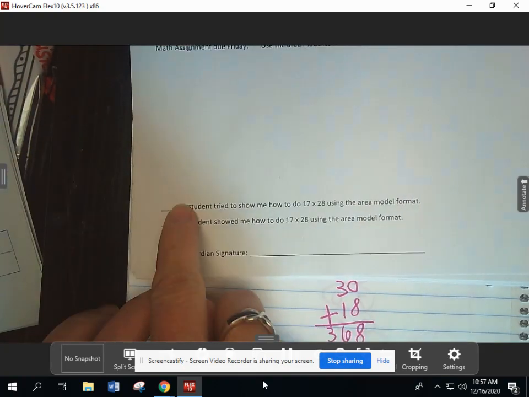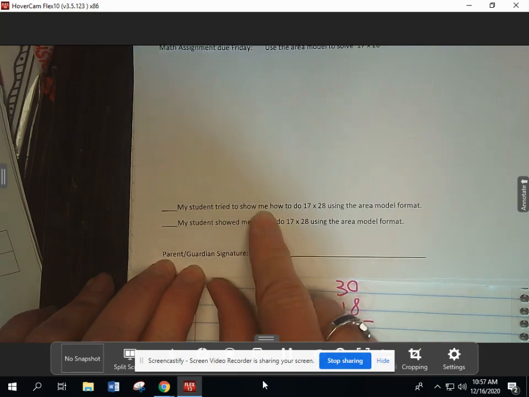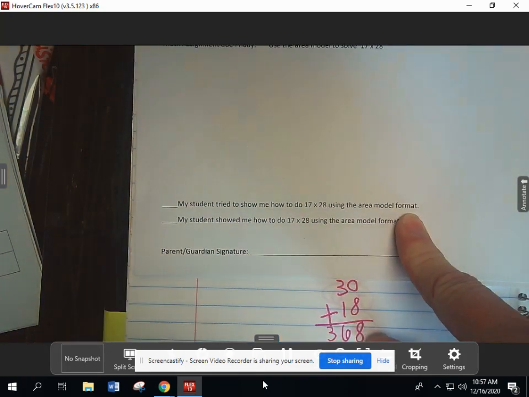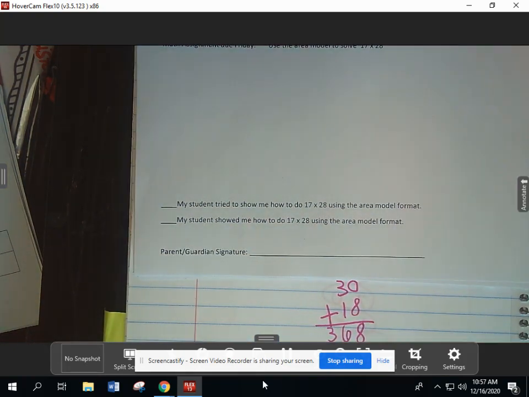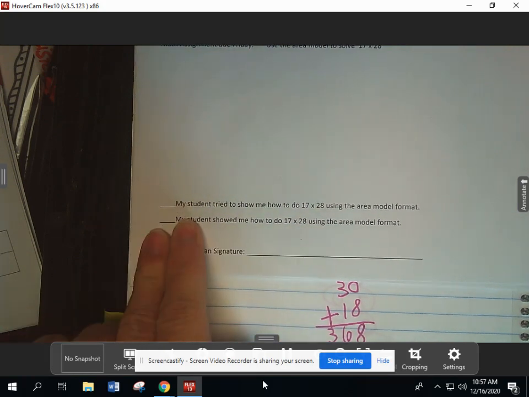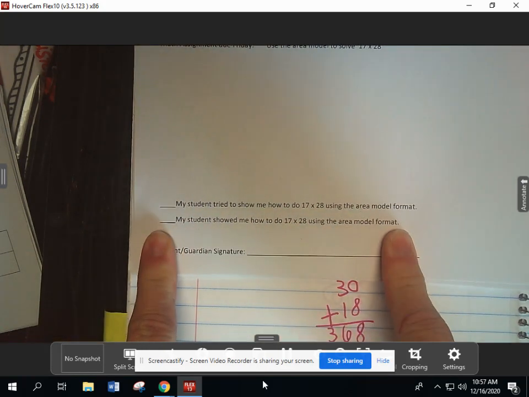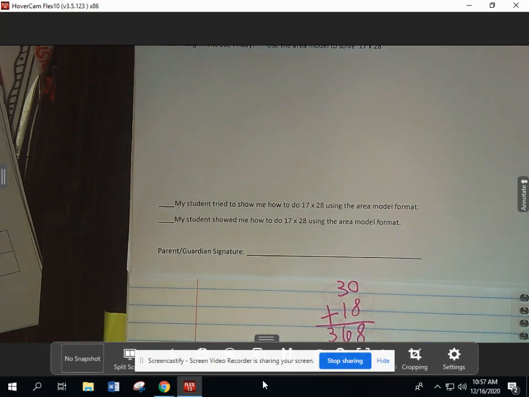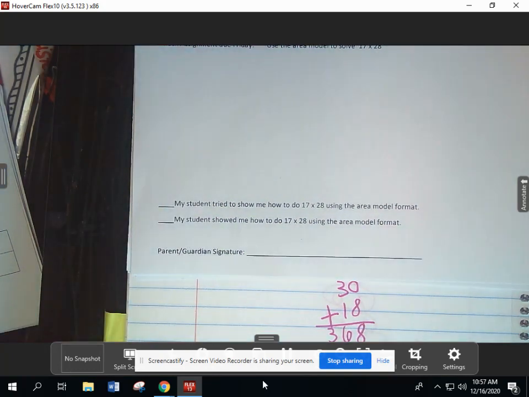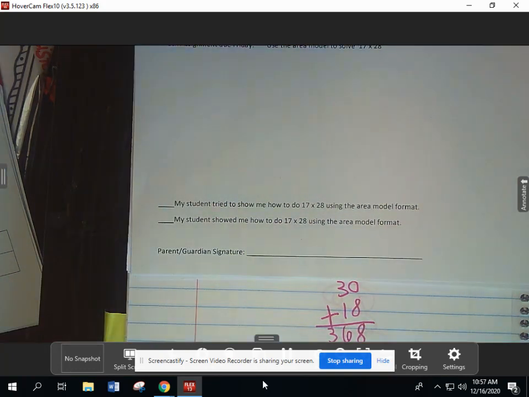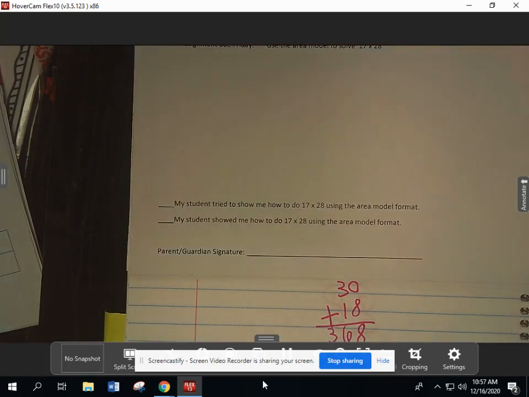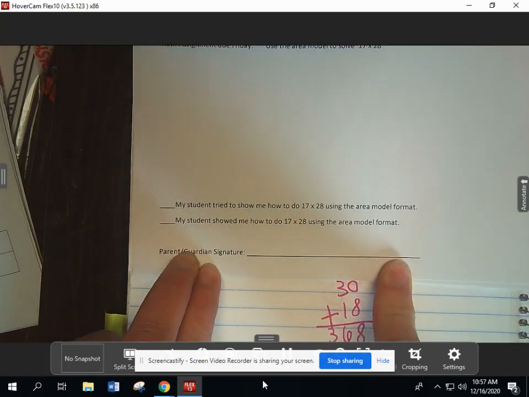On the bottom here, it's going to say my student tried to show me how to do it using the area model, which means if you didn't get it, well, at least you tried. The idea is you get credit if you tried. And then here it is: they showed me how to do it. Again, you get credit if you tried and you got it right. Yay. If you tried and you got it wrong, well, at least you tried. And then your parents will sign it.